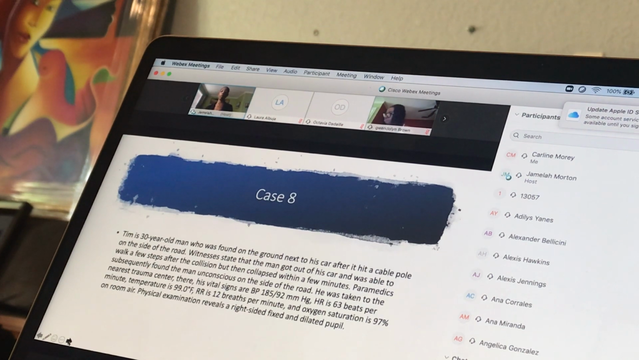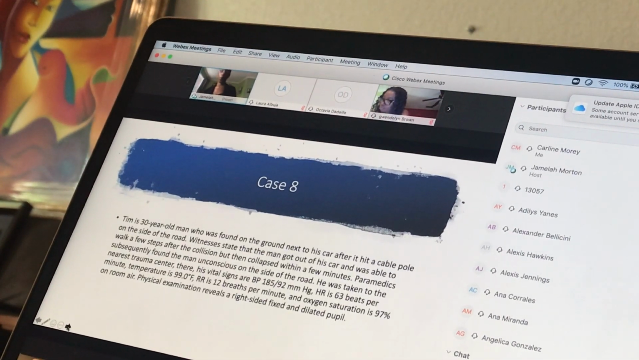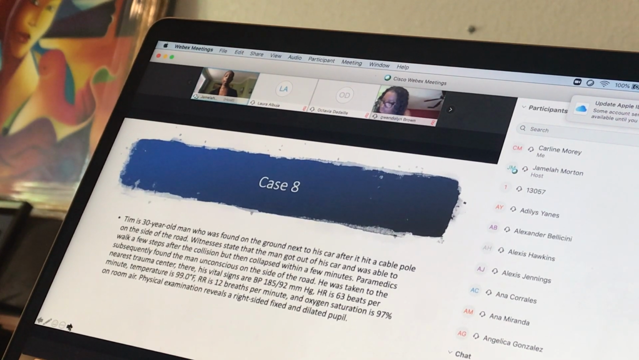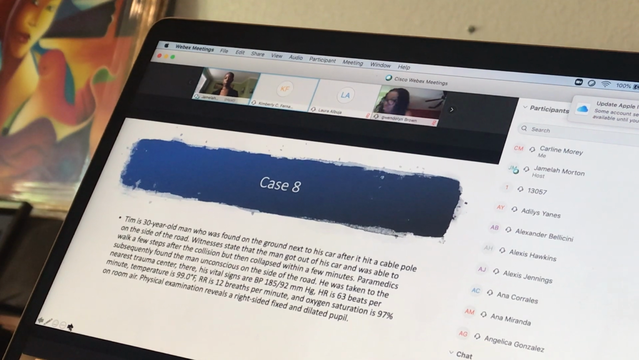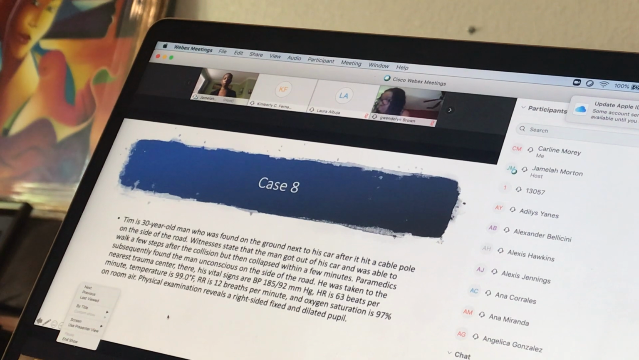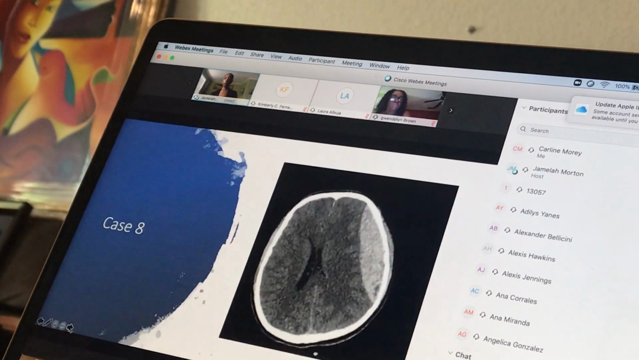His vital signs: blood pressure 185/92, heart rate 63 beats per minute, temperature 99, respirations 12. O2 saturation was 97%. Physical exam revealed a right-sided fixed and dilated pupil. That's your period of lucidity. You better run. He's bleeding in his brain. That's the lucid interval. So we did a CT of the brain, and this is what we saw on that CT.